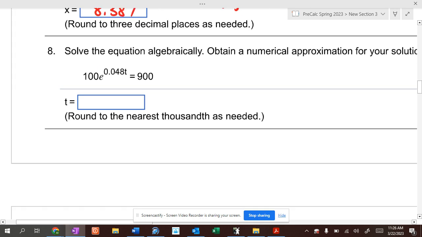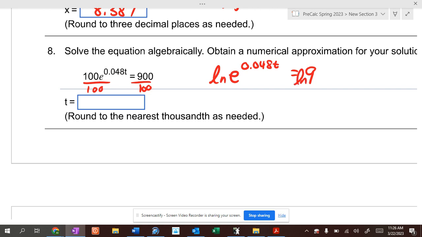And e. How do we get rid of an e? Well, e is the inverse of the natural log. So my first thing I'll do here is divide by 100, because 100 is in front of e, and I don't need that. So e to the 0.048t equals 9, because 900 divided by 100 is 9. Then we're going to ln both sides. If there's an e involved, you ln both sides. And it just drops this to be 0.048t equals ln of 9.